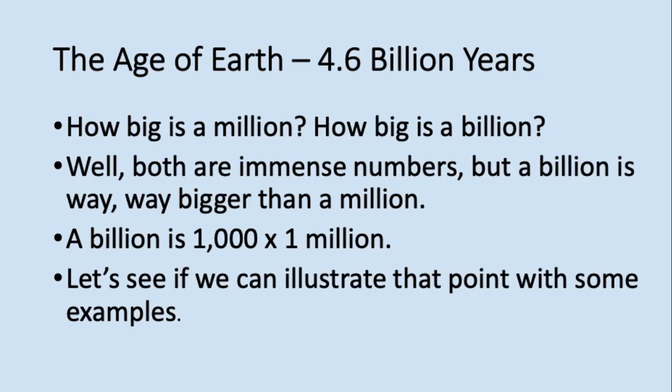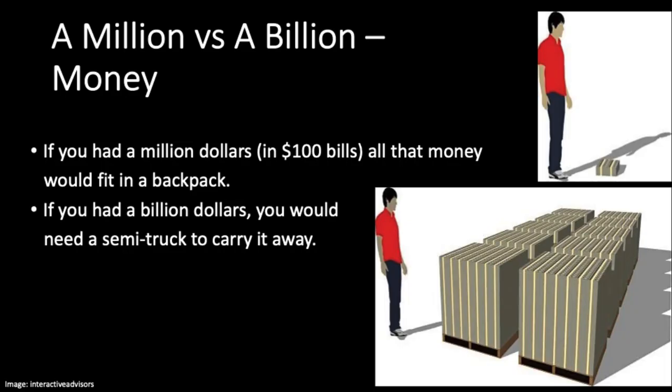The Earth is 4.6 billion years old. But how big is a million? How big is a billion? Well, both are immense numbers, but a billion is way, way bigger than a million. A billion is 1,000 times 1 million. So we'll see if we can illustrate that point with a couple of examples.